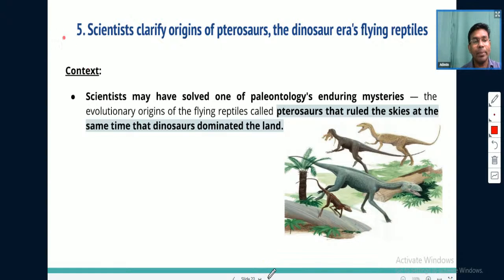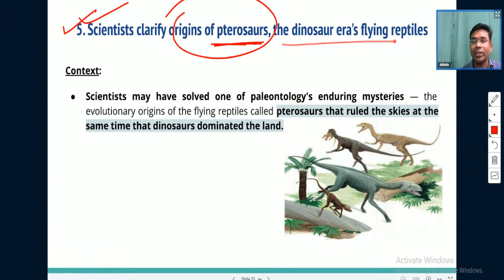Now let us talk about the next topic, where we will understand the clarifications from scientists related to the origin of pterosaurs. We will understand about pterosaurs, like the origin of pterosaurs and the dinosaur era. These are the dinosaur era flying reptiles. So what has happened, what is the context in which it was in the news? Scientists may have solved one of paleontology's enduring mysteries.